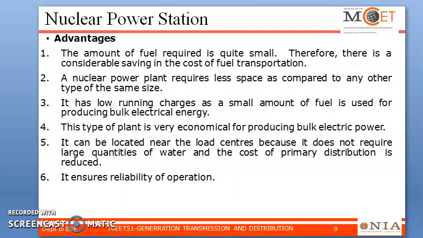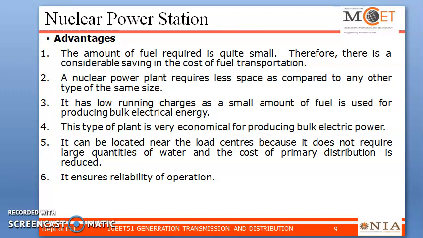Next one, we are going to see the advantages of nuclear power stations. The amount of fuel is very little, and it needs less space compared to thermal power stations and hydraulic power stations. Other than that, running charges are also low. Economically, it produces bulk electrical power compared to thermal power plants as well as hydraulic power plants. It produces a very huge amount of electrical power to the consumers.